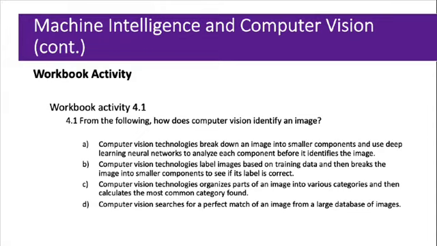You would be correct if you chose B. Computer vision technologies label images based on training data and then break the image into smaller components to see if its label is correct.